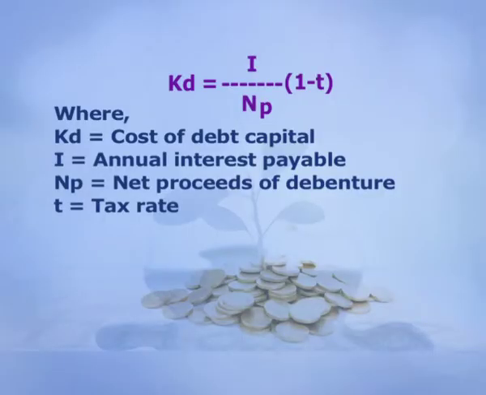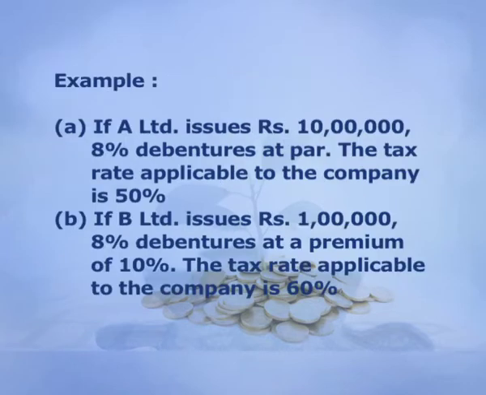If the debt is issued at premium or discount, the cost of debt is calculated with the help of the formula KD is equal to I divided by NP multiplied by (1 minus T), where KD is cost of debt capital, I is annual interest payable, NP is net proceeds of debenture, T is tax rate. Let us understand with the help of an example.